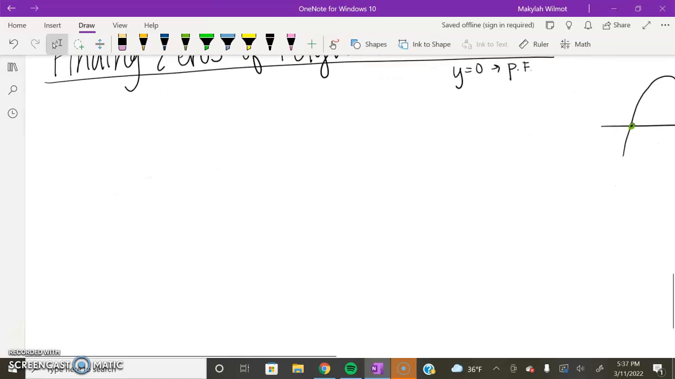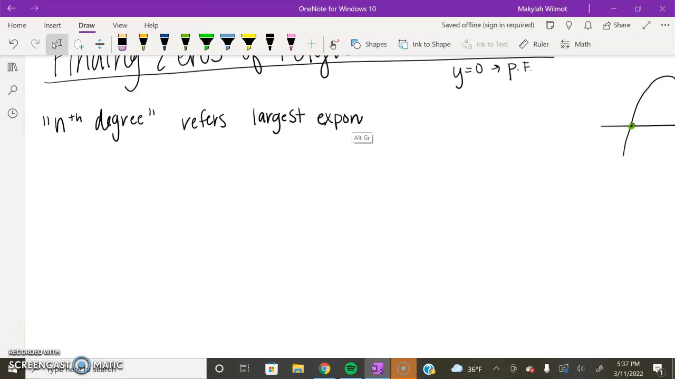Okay, so if something says nth degree, this refers to the largest exponent. Okay, I don't know what just happened, but the nth degree refers to the largest exponent that the x has. It also is how many roots you will have.